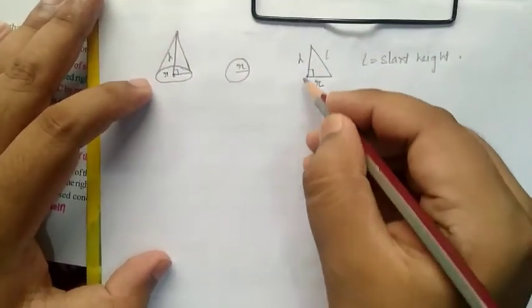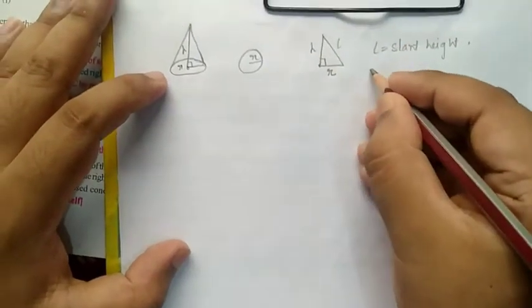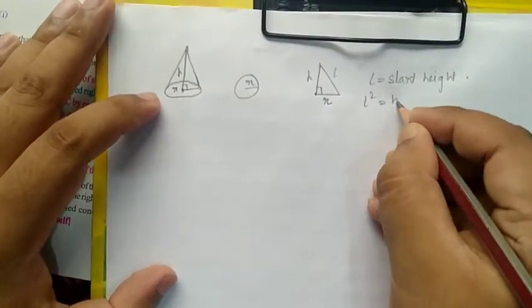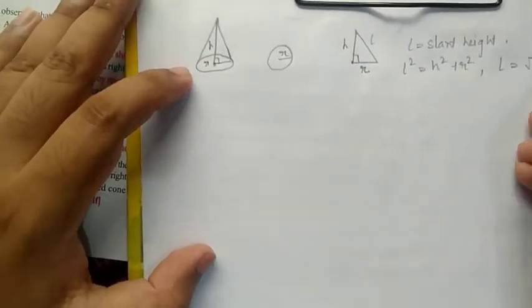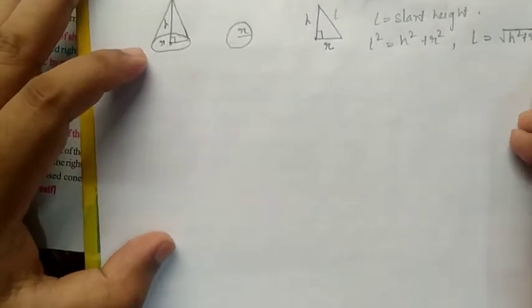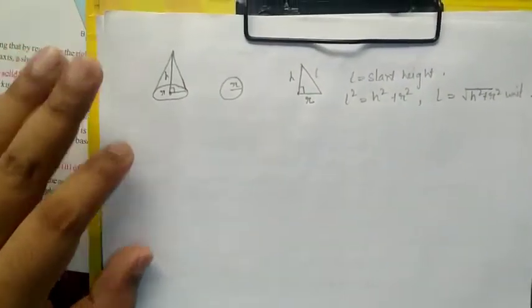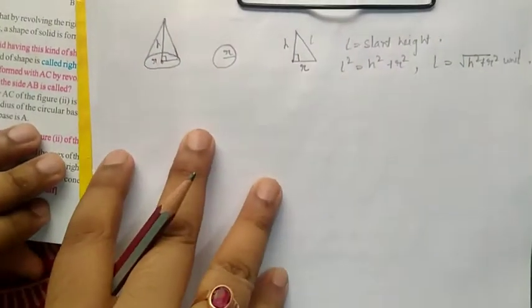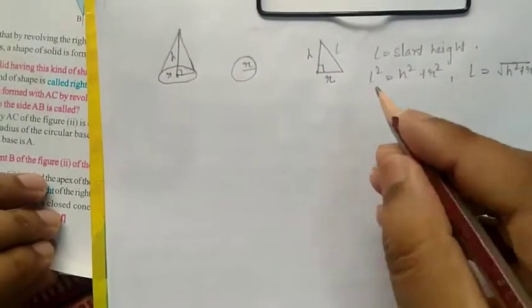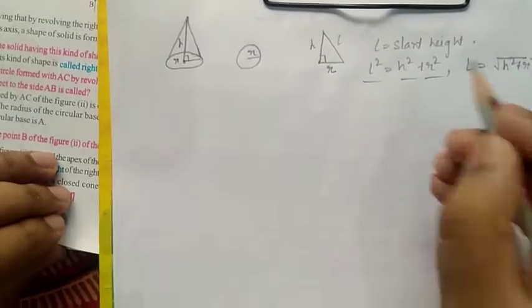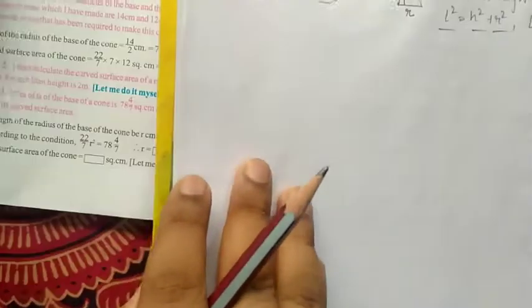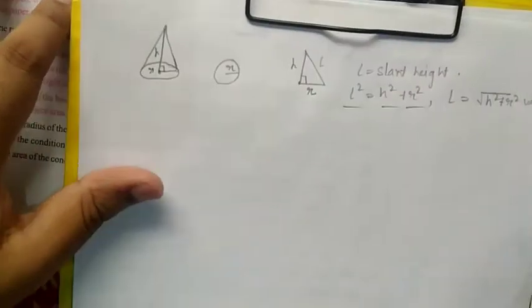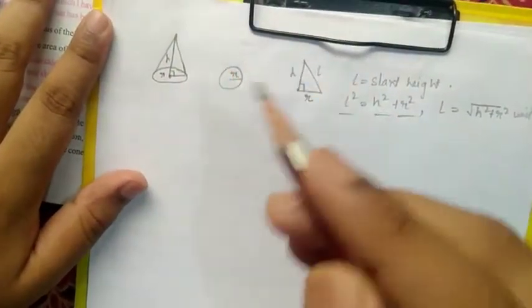Therefore, from the Pythagoras theorem, we know that L square equal to h square plus r square, or L equal to root over h square plus r square unit. So now we know the relation between L, h and r. This is very important. L is the slant height, h means height, and r means radius. When you copy this chapter, first of all you have to draw a diagram.